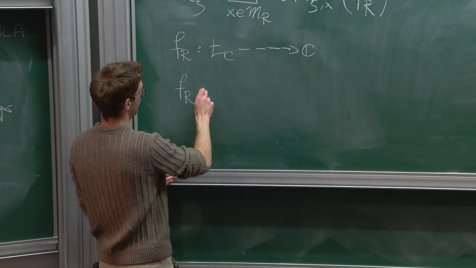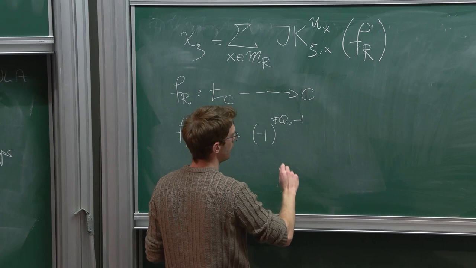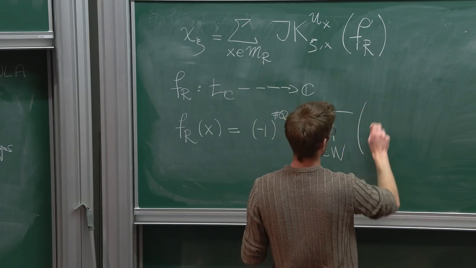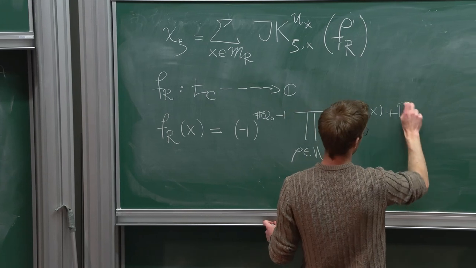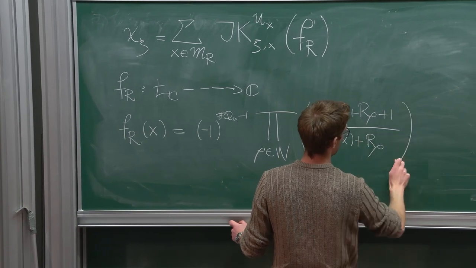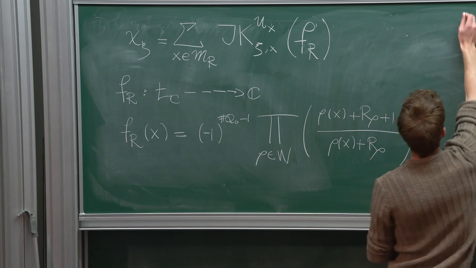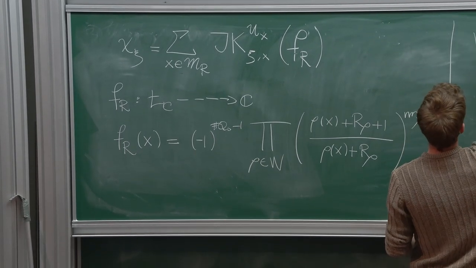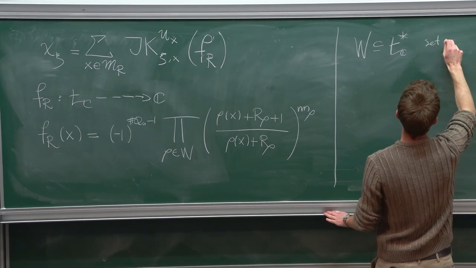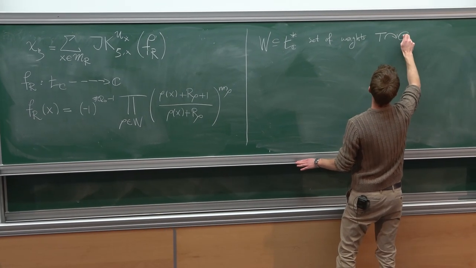So f_r is, up to a sign which depends on the number of nodes, a product over the set of weights of the torus action of these factors. Okay, so what is this? Here, this set, contained in the dual Lie algebra of the torus, is the set of weights for the torus action on the representation space.